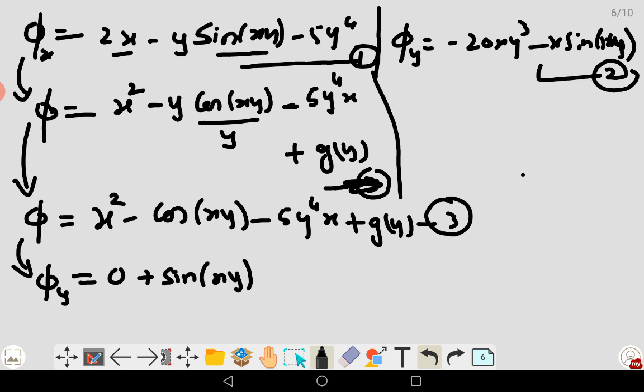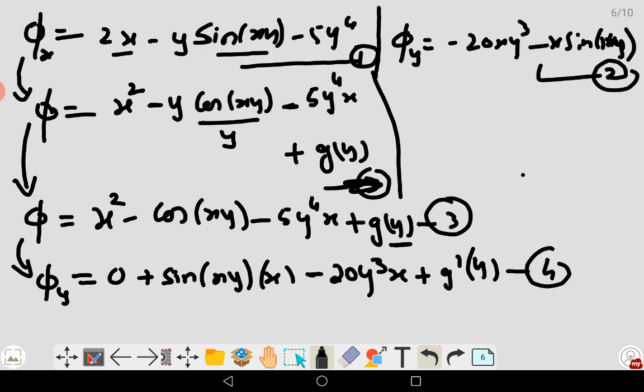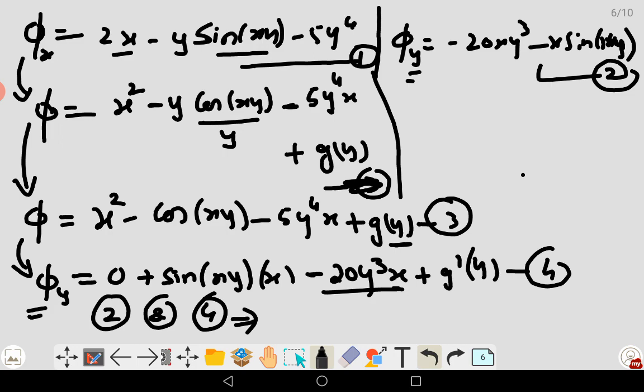So we are differentiating sine xy with respect to y, so this will be x. Differentiate with respect to y minus 20y cube x, and when you differentiate this one with respect to y, it will be g prime of y. Question number 4. Compare 2 and 4. 2 and 4 will give you 5y here, 5y there, isn't it? This term is here, minus 20y cube x. This term sin xy x is available. Missing term is this one. So g prime of y is equal to 0.